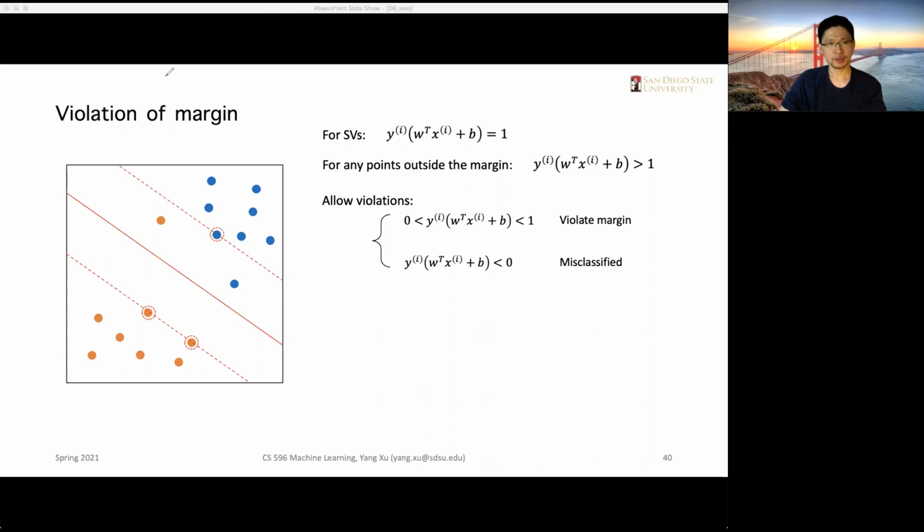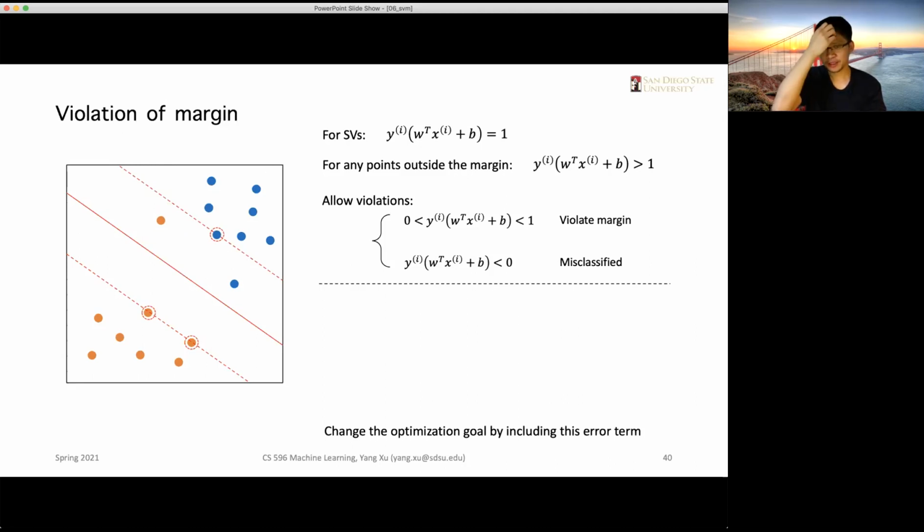As shown in the graph, this one is a violation of the margin, while this one is a misclassification, right? It's on the wrong side of the decision boundary. So we're gonna deal with these two cases. What we're gonna do is modify the optimization goal a little bit by including an error term. We use a slack to measure the violation.